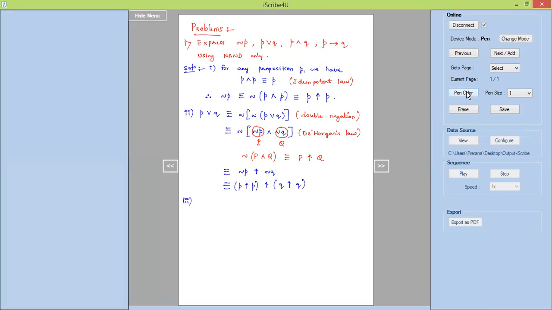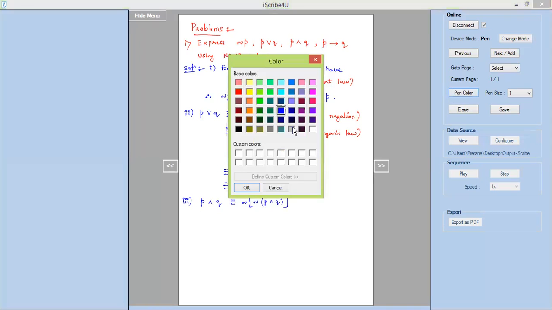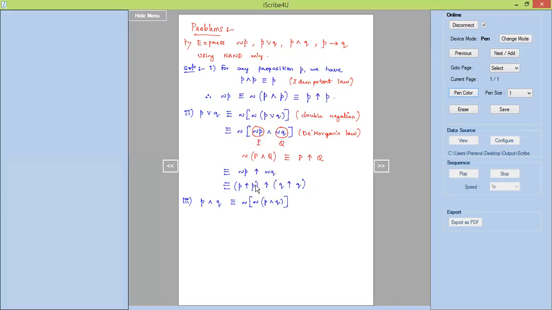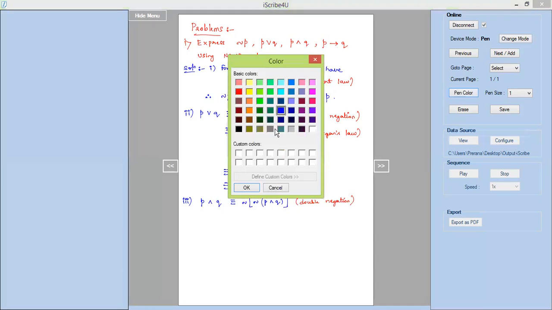We have to express P and Q. So we consider P and Q. P and Q is again logically equivalent to negation of negation of P and Q. So here again I have used the law of double negation. We have used the law of double negation and we have obtained this expression. Negation of negation of P and Q gives us P and Q.